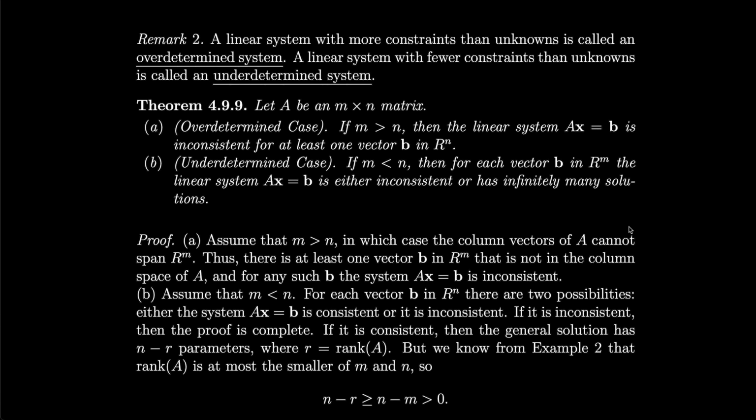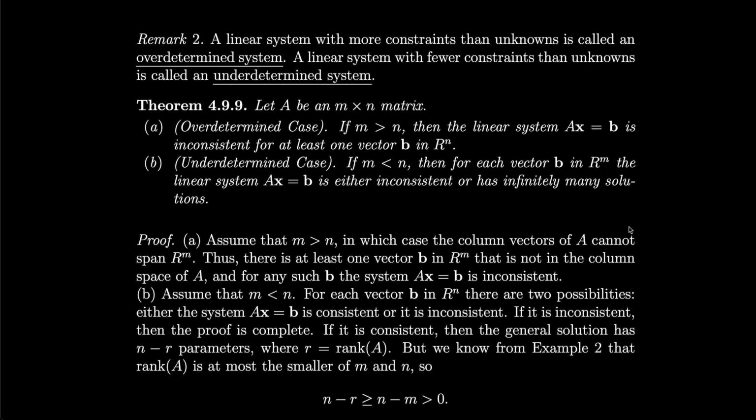A linear system with more constraints than unknowns is called an overdetermined system. A linear system with fewer constraints than unknowns is called an underdetermined system. Let's let A be an m by n matrix. We have 2 cases, an overdetermined case and an underdetermined case. In the overdetermined case, if m is greater than n, then the linear system Ax equals b is inconsistent for at least one vector b in Rm.